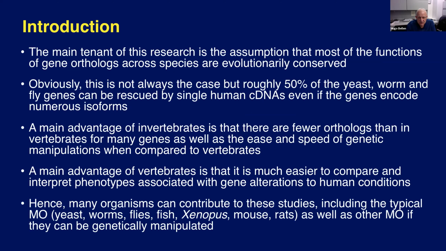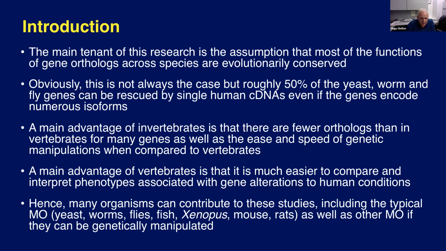So a basic introduction, which are in essence trivial facts, but are kind of important. Obviously, the main tenet of this research is that genes are conserved in evolution and their function is conserved. That is obviously not always true, but as a proof of principle, in yeast, worm, and flies, about 50% of the genes can be rescued by the human ortholog, using a single human cDNA. So this argues that a lot of the genes are functionally conserved and can perform their function in the model organisms.